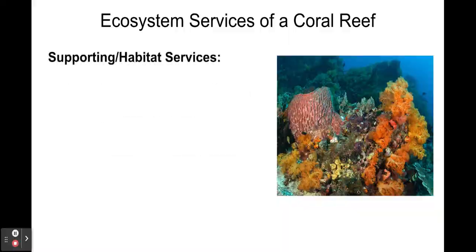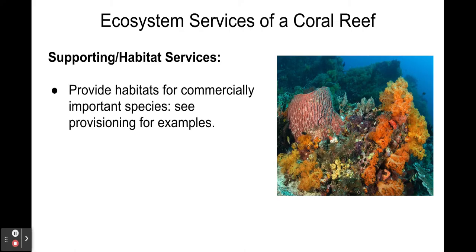And our final category are the supporting and habitat services. So what is the reef doing to support organisms that we rely on? Coral reefs provide habitats for commercially important species. For examples, you wrote some down: eels, grouper, some shark species, some organisms that are important to the aquarium trade. If you were asked for an ecosystem service of a coral reef and you just wrote, they provide habitats for clownfish, that would not yet be an ecosystem service because an ecosystem service needs to specifically benefit humans. So if you wrote, coral reefs provide habitats for clownfish, which are important for the aquarium trade, now you've connected it to humans and now it's an ecosystem service.